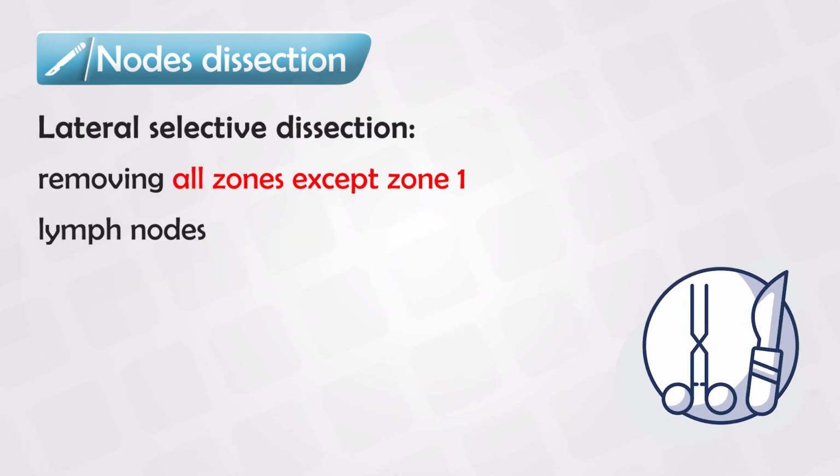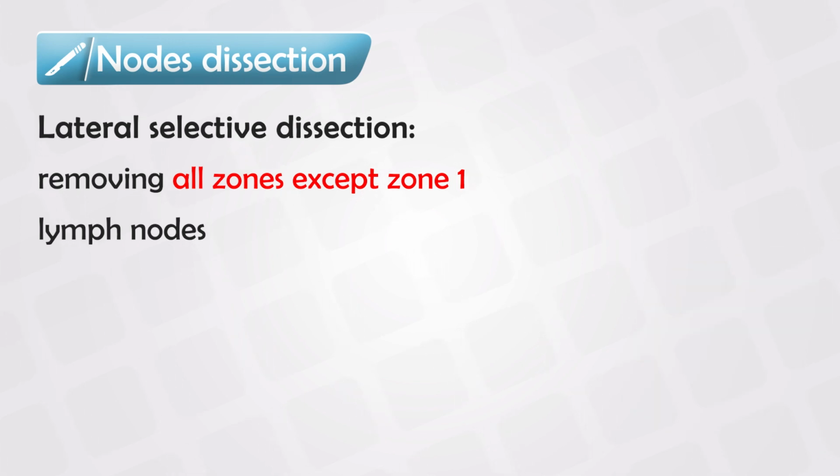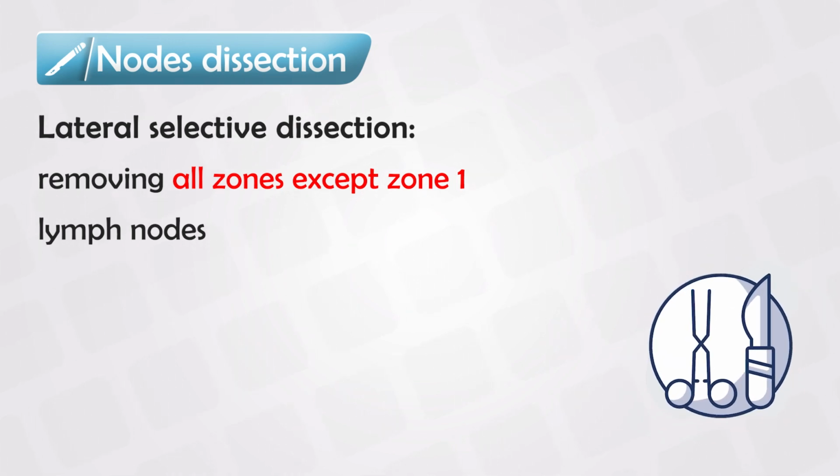And finally, posterior lateral selective lymph node dissection involves removing all of the lymph nodes of all of the zones in the neck except zone 1. And that's all about the lymph node zones.